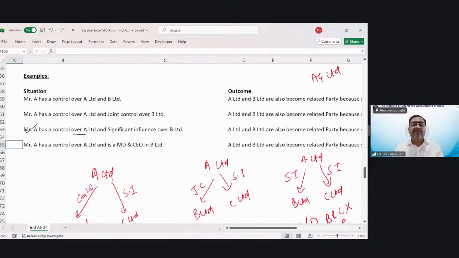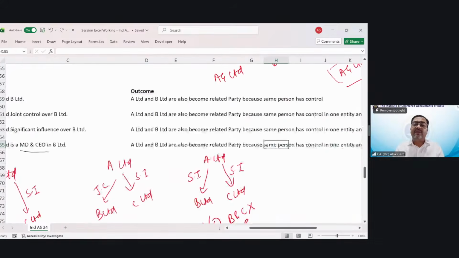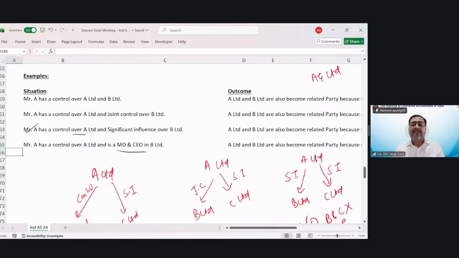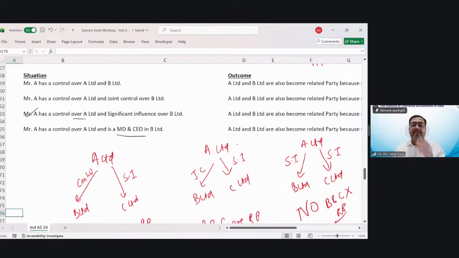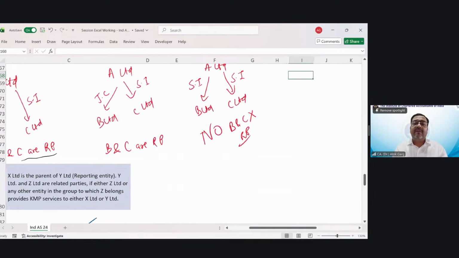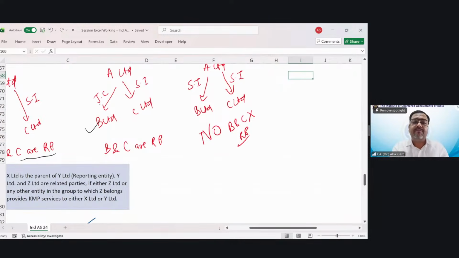Number two, Mr. A has control over A Limited and Mr. A is MD and CEO in B Limited. So KMP in B Limited and control over A Limited. So here also A Limited and B Limited become related parties, because the same person has control in one entity and is KMP in the other entity. So what we have discussed, my dear friends: if A Limited has control over B and significant influence over C, then B and C are related parties. If A Limited has joint control over B and significant influence over C, B and C are related parties.